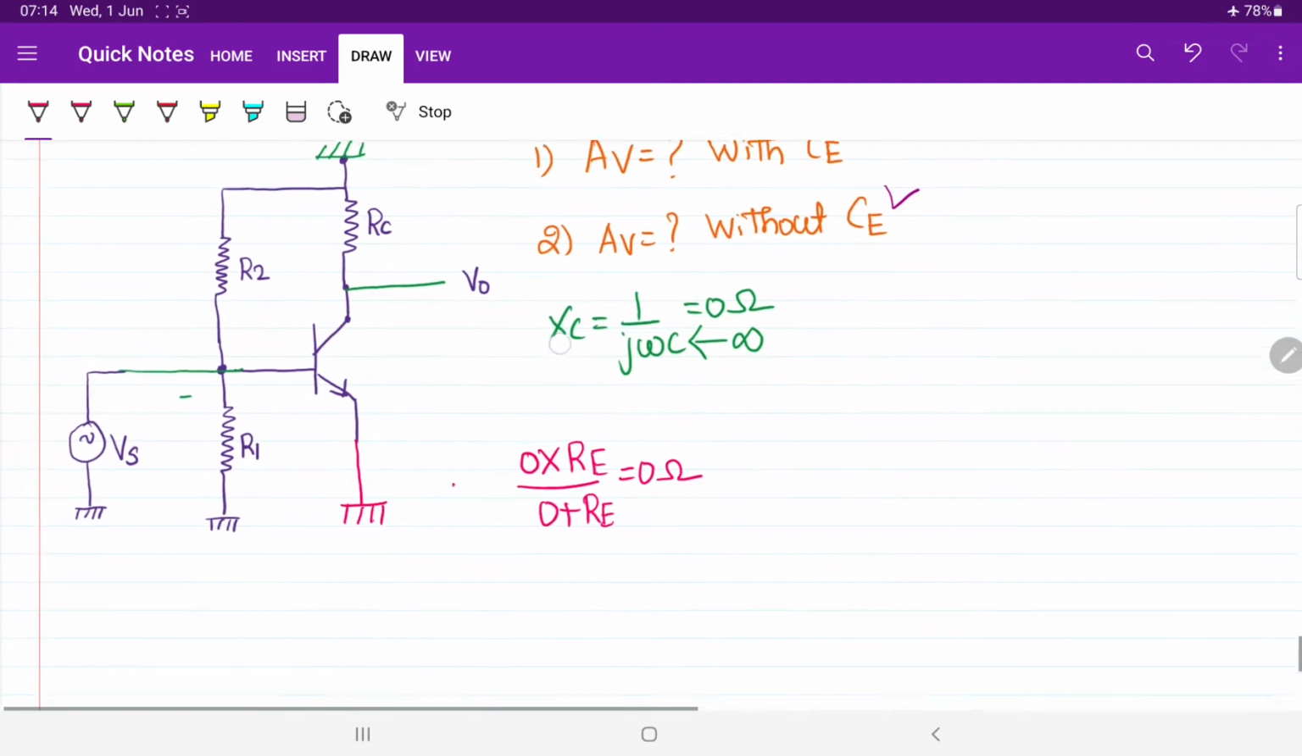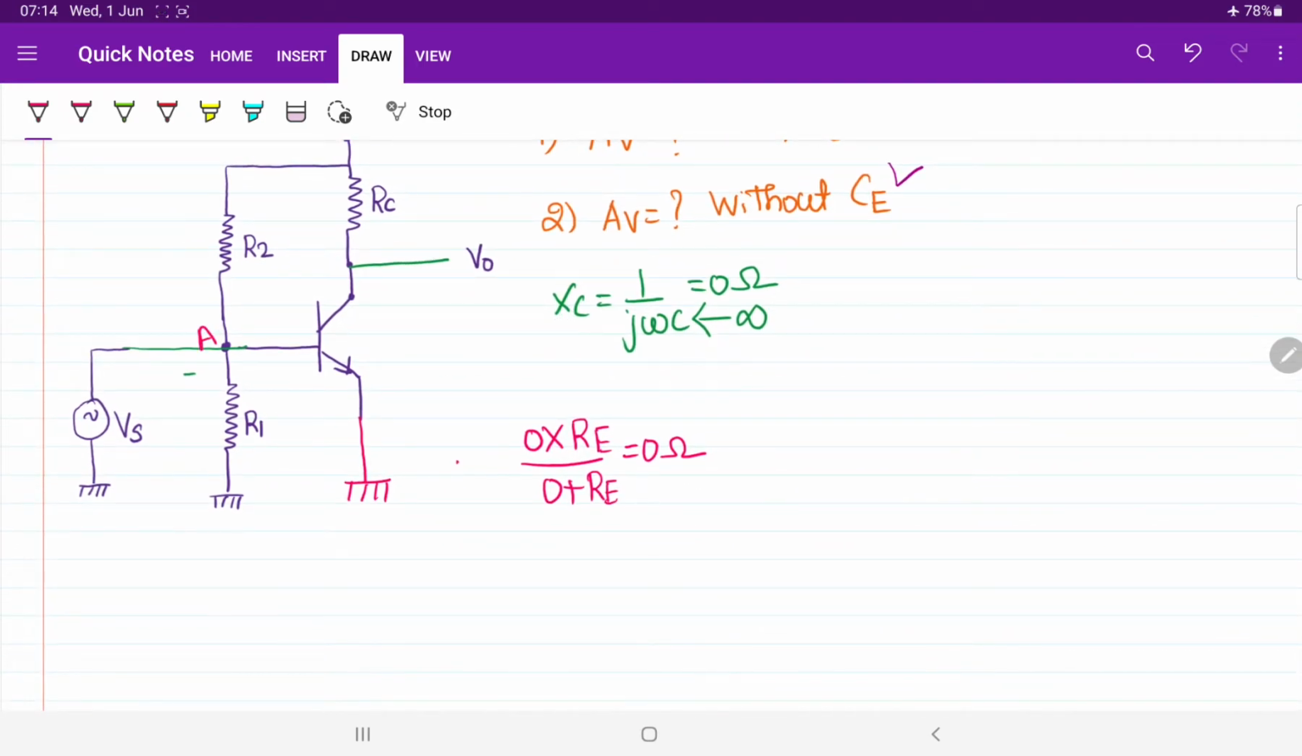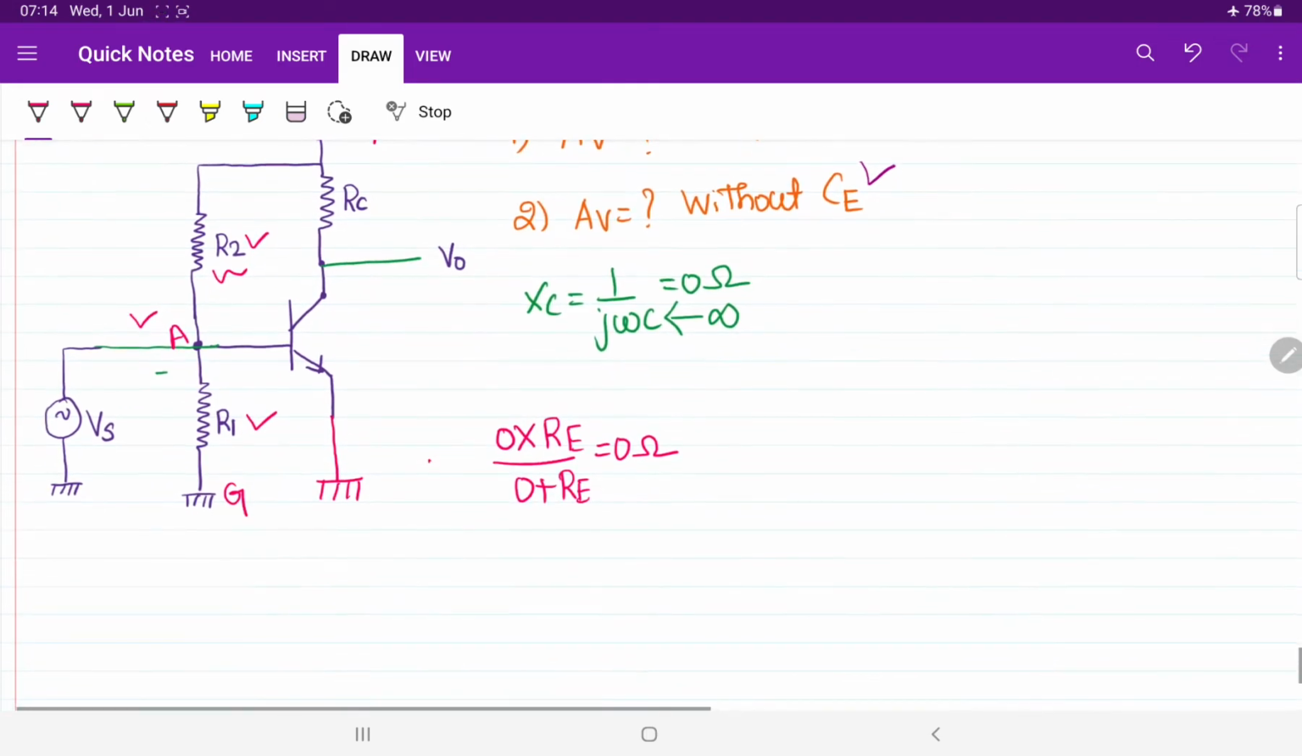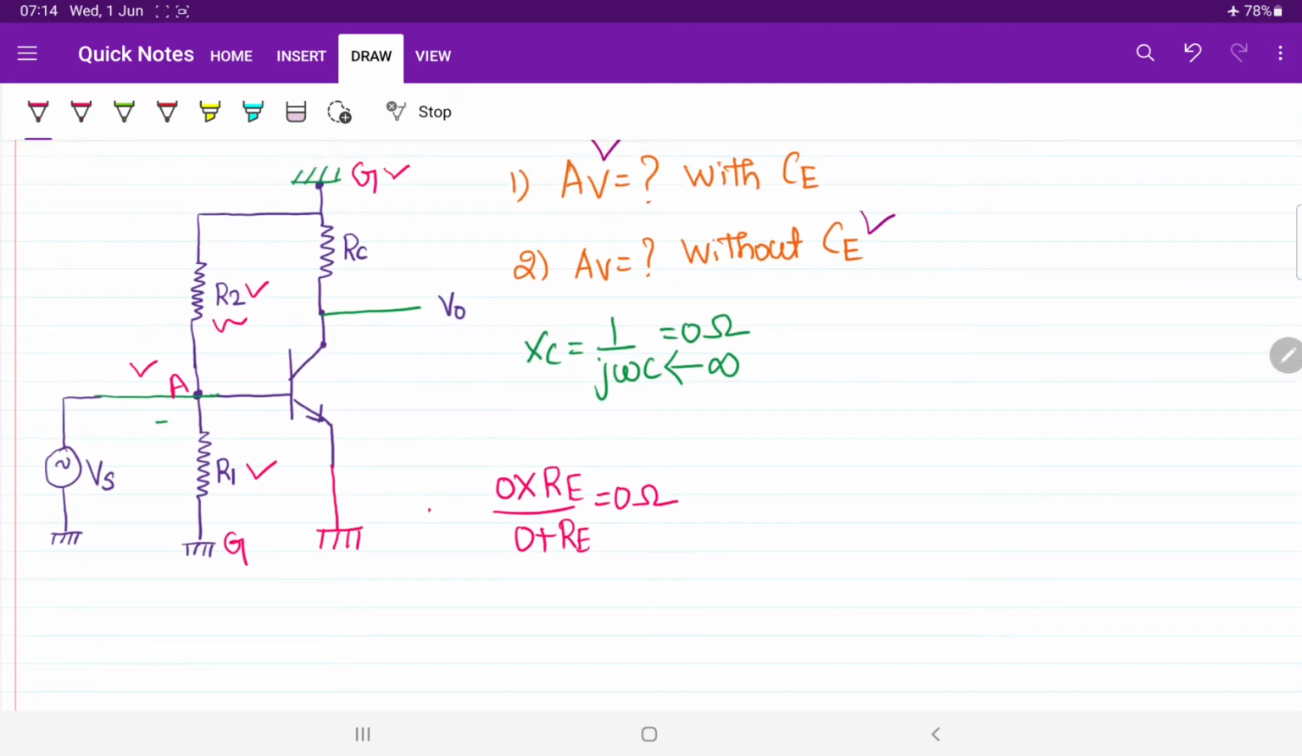After that, if I take this node as A, here I have ground. Between A and ground I have R1. Similarly, here also this is ground, and between the same A and ground we also have R2. It means R1 and R2 are going to be connected in parallel. And you also know how to draw the equivalent circuit for our transistor. So now it's time to redraw the circuit.